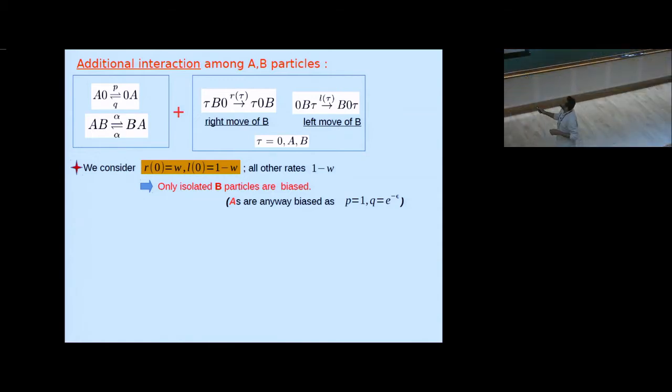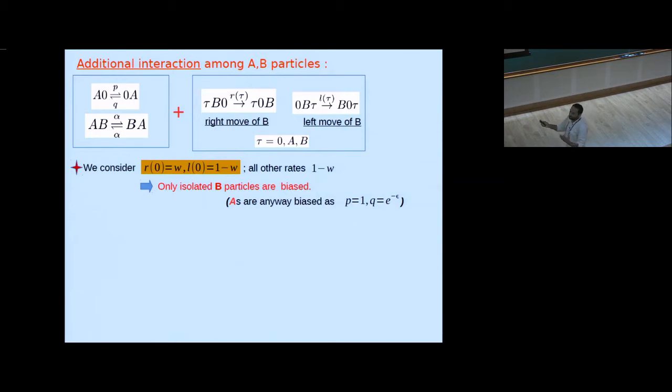Now the B particle can move to the right, and the rate actually depends on what is here. Tau can be 0, 1, or A or B, where 0 means vacant, or B particle. So depending on that, there is a rate here. Similarly, when it moves to the left, it depends on what particle is here. So that's what we do.